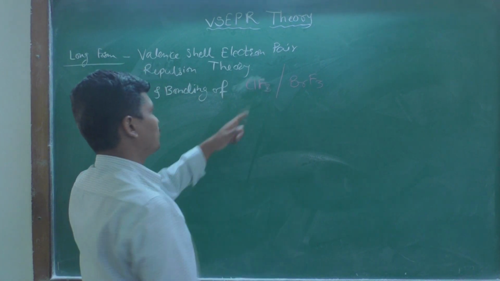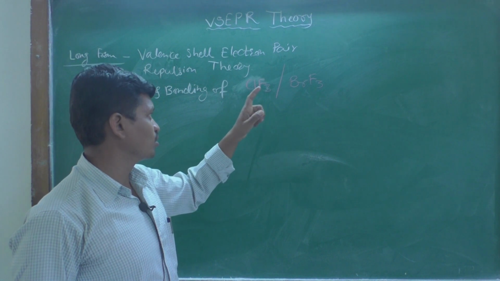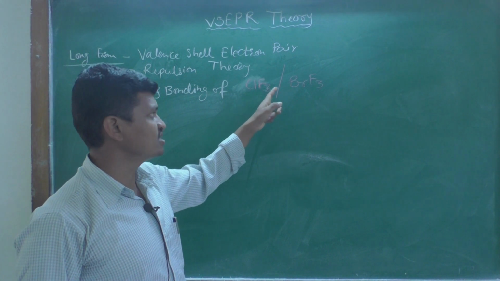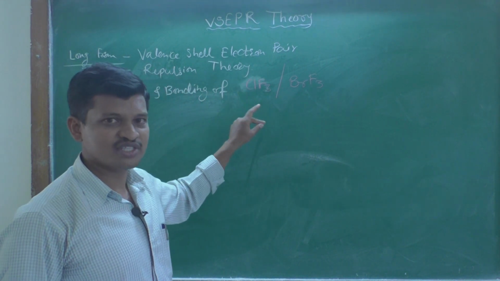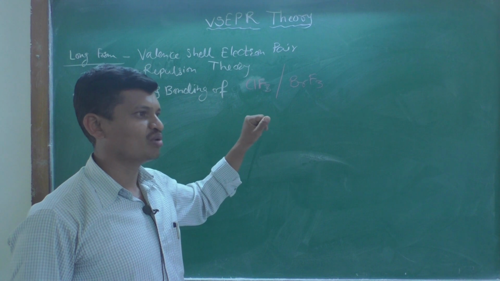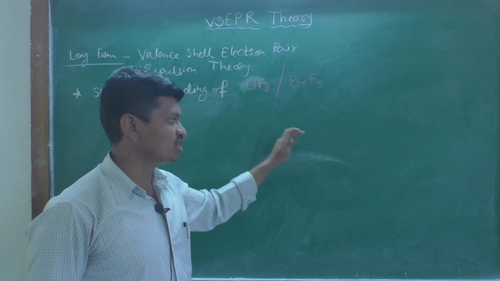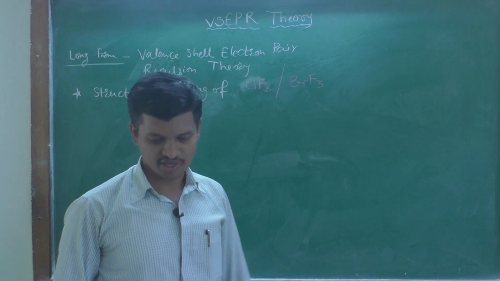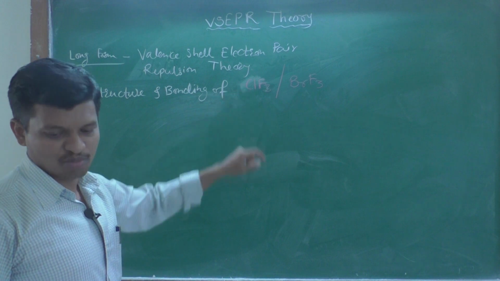ClF3 is chlorine trifluoride and here bromine trifluoride. Both molecules have the same shape and the same bond angle, with only a negligible difference between the bond angles. These can be explained on the basis of VSEPR theory. So let us first consider the ClF3 molecule.